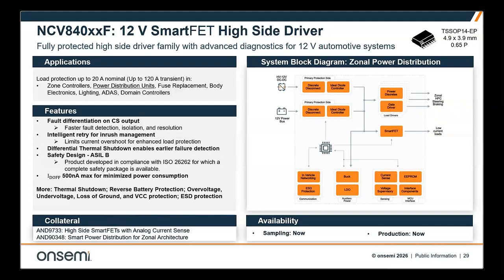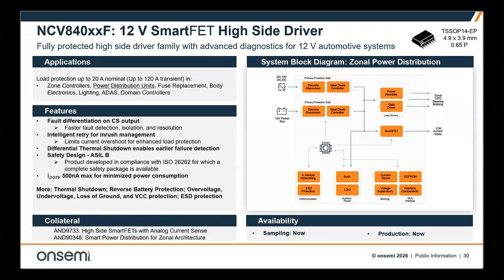So the entire family is developed to ASIL-B in compliance with the standard ISO 26262, with a complete safety package fully available. And it adds thermal shutdown, reverse battery, over voltage, under voltage, loss of ground, and also ESD protection. Quiescent current is only 500 nanoamps maximum for minimal power consumption. And it comes in a standard compact TSSOP14 exposed pad package, a standard package on the market.